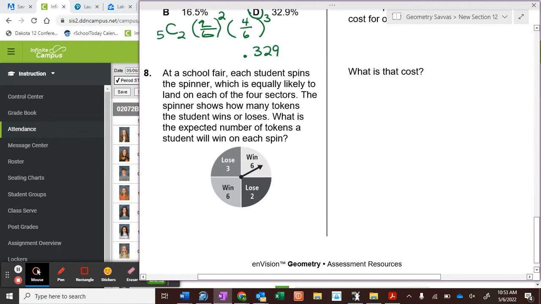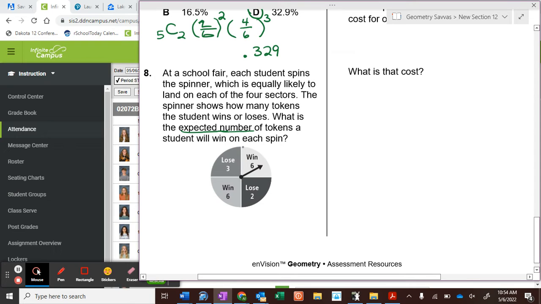At a school fair, a student spins a spinner, which is equally likely to land on each of the 4 sections. The spinner shows how many tokens the students win. What is the expected number of tokens a student will win? So this is another expected value problem. So you take the what times the what?